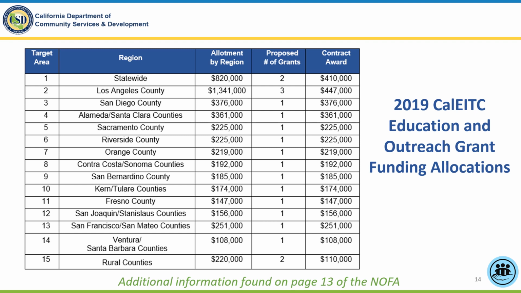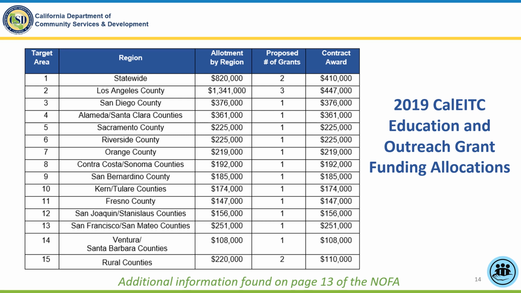Each application is considered a single, standalone application and should be customized to meet the needs of the population residing in the specific target area. If you are considering applying for multiple target areas, I want to emphasize that your applications must be distinguishable from each other and specifically tailored to the needs and population of the regions you are intending to serve.